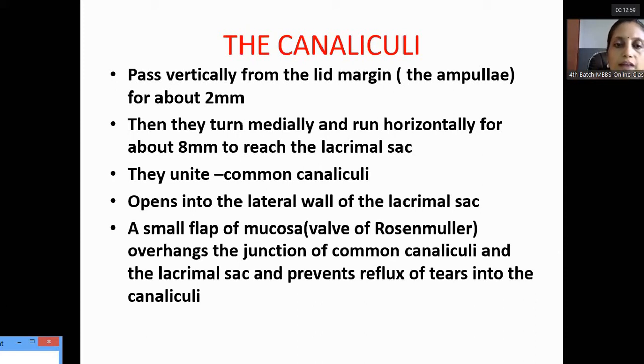A small flap of mucosa, called the valve of Rosenmuller, overhangs the junction of the common canaliculus and lacrimal sac and prevents reflux of tears into the canaliculi. So this valve acts as a one-way mechanism. It allows tears to pass from the canaliculi to the sac, not from the sac to the canaliculi. So these valves are also very important.